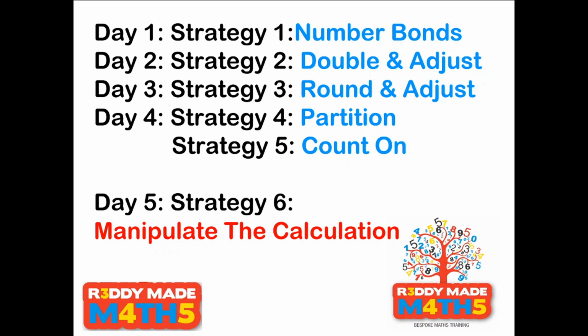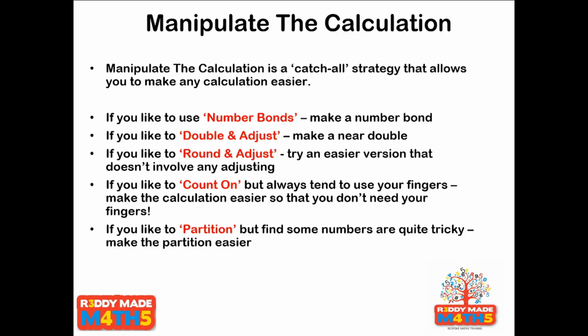manipulating the calculation. Manipulate the calculation is basically a catch-all strategy. It allows you to look at any calculation and just do something with it to make it easier. It kind of combines the number bonds, the double and adjust, the rounding, the partitioning, and the counting on, just allowing you to change your calculation and make it easier.